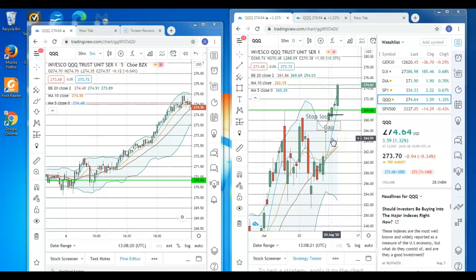doing a pullback. Now, if you are following the trend and the market is trending upward, then if you're intraday trading, you are going to go long. If you're trading options, you're going to select your calls.